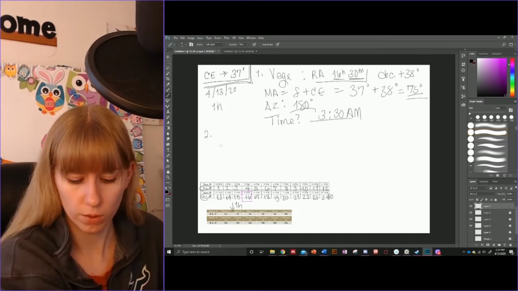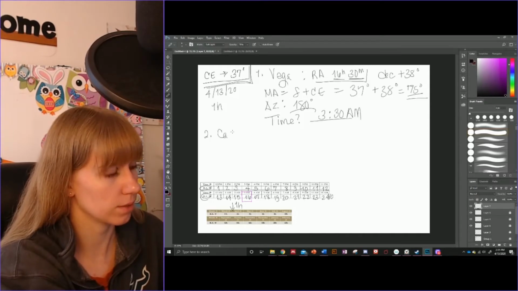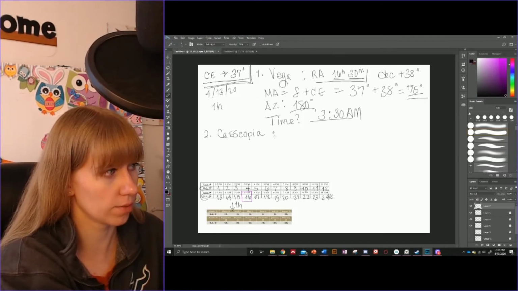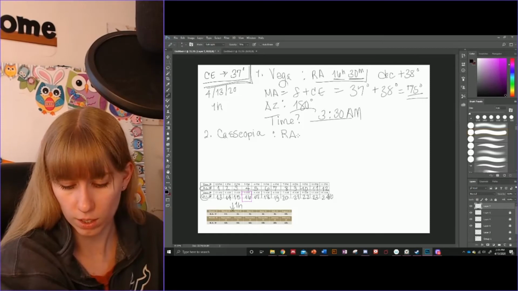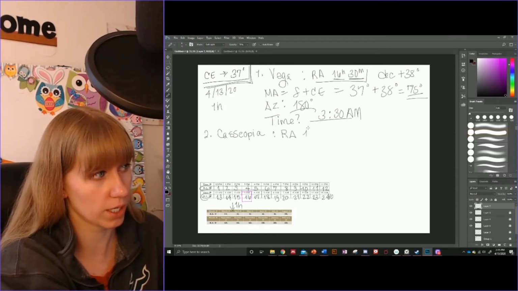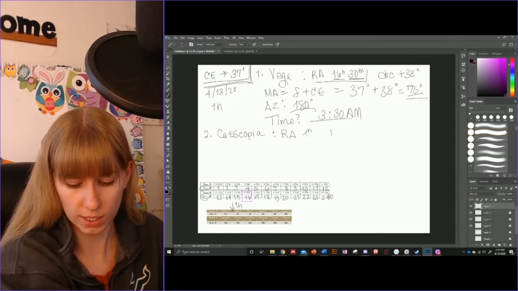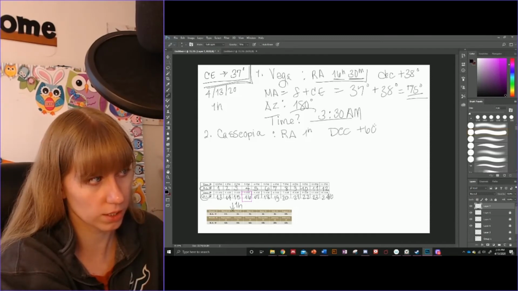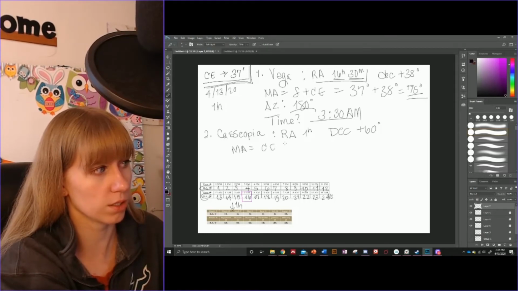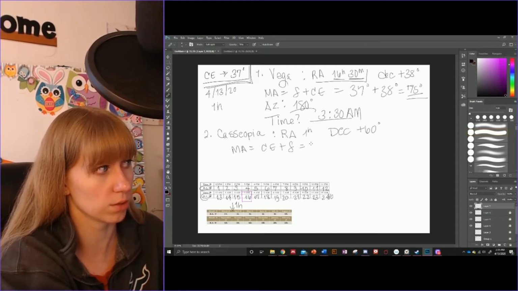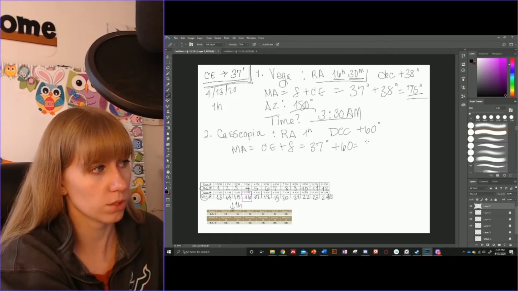Number 2, we are going to use Cassiopeia. Okay, Cassiopeia has a right ascension of about, okay, I'm not using seconds here, we're only using hours and minutes, about 1 hour, and its declination is plus 60 degrees. So let's start with maximum altitude, which is equal to the celestial equator plus the declination, which is equal to 37 degrees plus 60, which is going to give us 97 degrees.